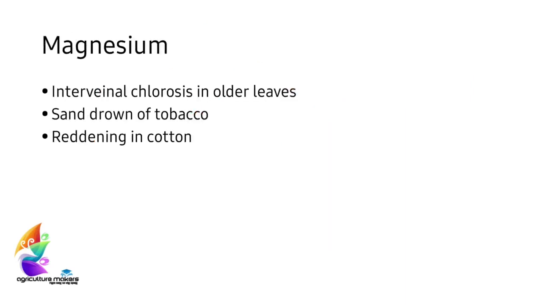Coming to the next, it is magnesium. We all know that magnesium is the essential constituent of chlorophyll, and it is the central atom of chlorophyll. And the deficiency of magnesium causes interveinal chlorosis in older leaves. Remember, interveinal chlorosis in the older leaves. And in particular, sand drown disease of tobacco is caused by magnesium, and reddening in cotton is caused by magnesium.